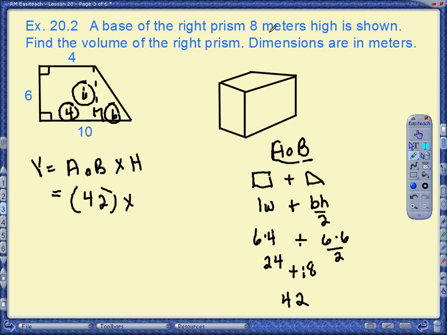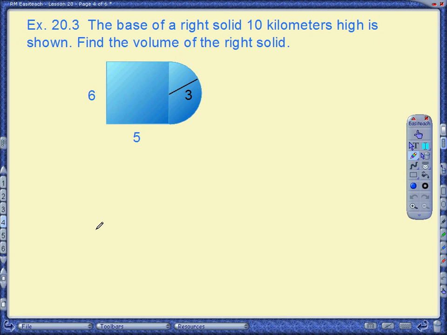And the height, we're told in the problem that this height right here, floor to ceiling, is 8 meters. We're going to multiply that 42, the area of the base up here, times that height, and it's going to be 336 meters cubed.